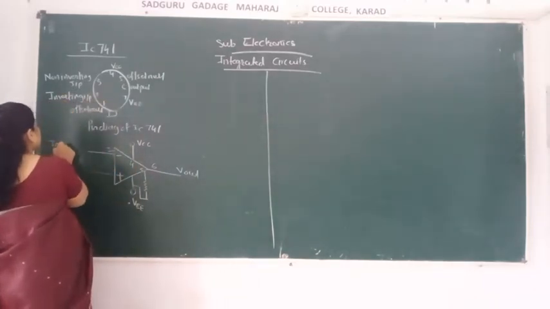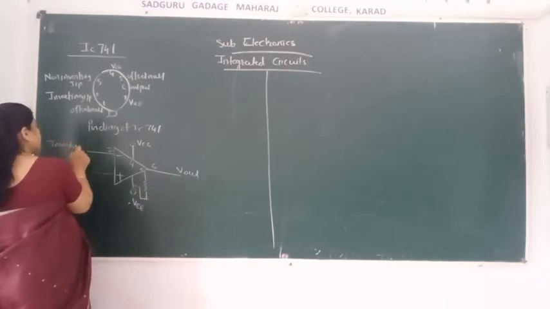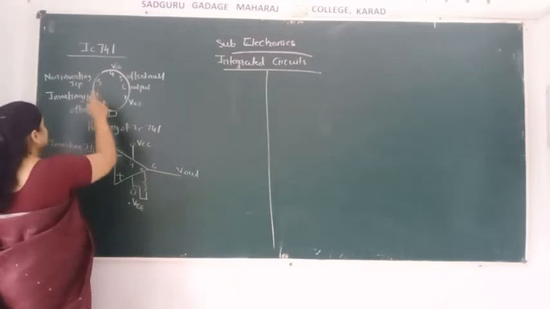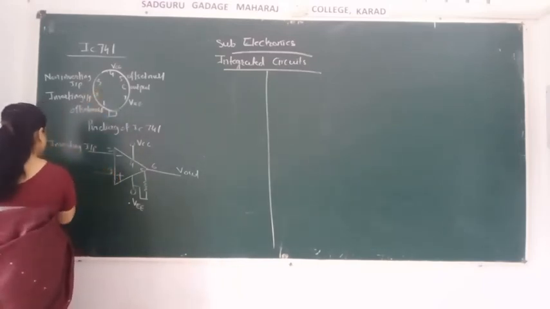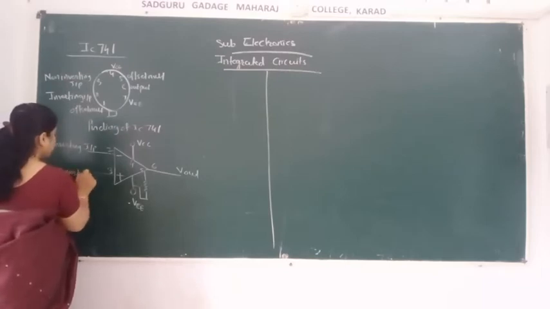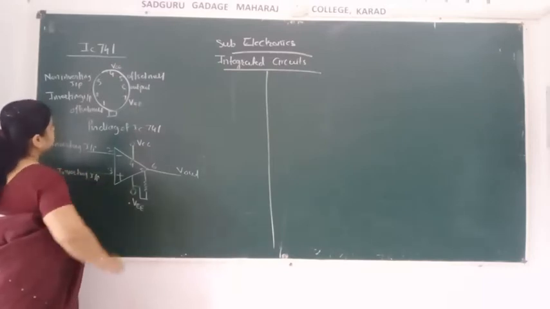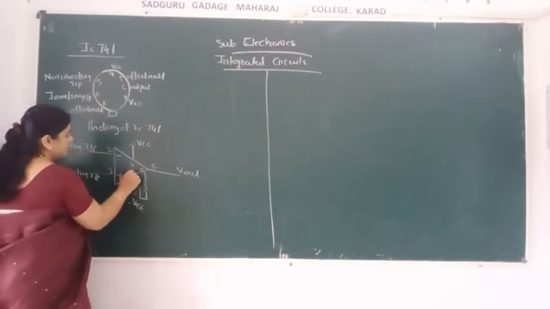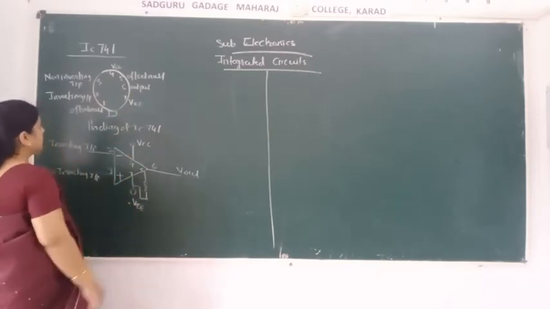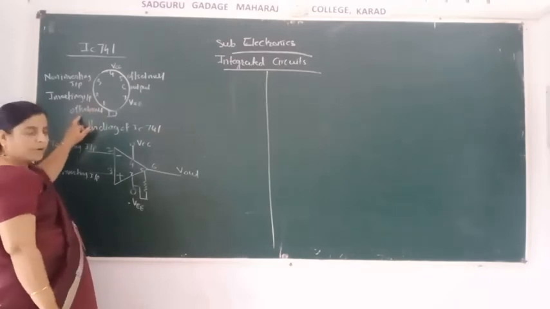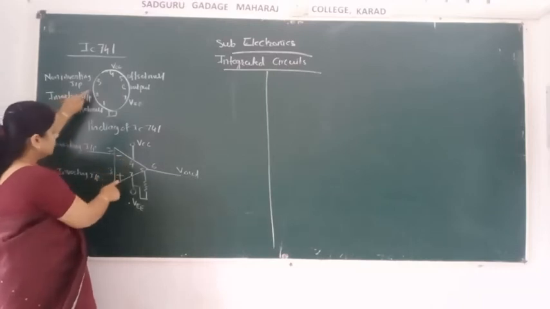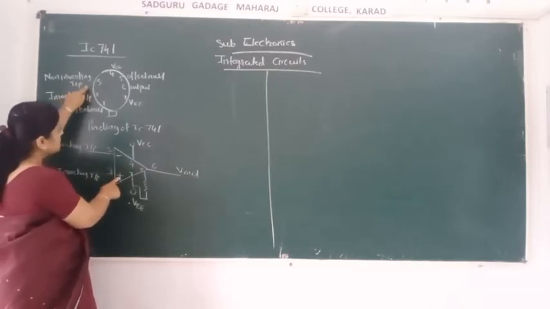Minus terminal is given to number 2, that is the inverting input. This number 2 is the inverting input, and number 3 is the non-inverting input terminal. So number 4 is given to the VCC and number 7 is given to the minus VEE. 1 number is offset null point, second is the inverting terminal, it shows the minus sign, third is the non-inverting terminal, it shows the plus sign.